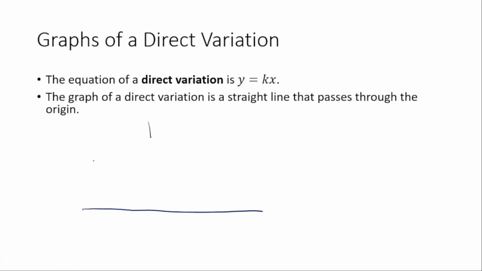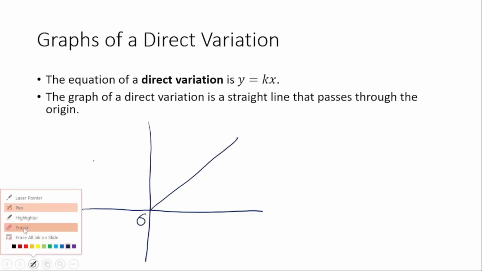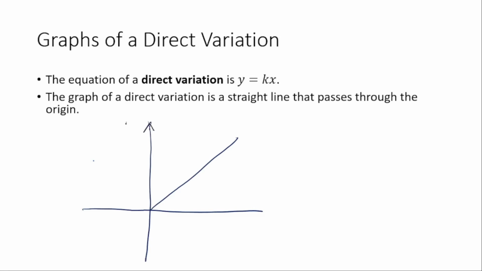All right, so we said that this graph passes through the origin. It's a straight line passing through the origin. Okay, so we have the y-axis and the x-axis. This graph is y is equal to kx. Of course, we know that k is the gradient of this line. For us to find k, we find the gradient of this line, and this line passes through the origin. So these are the characteristics of a graph of a direct variation.